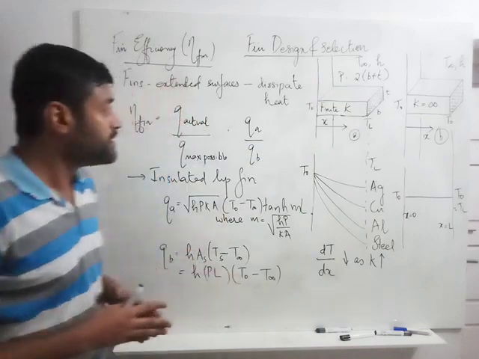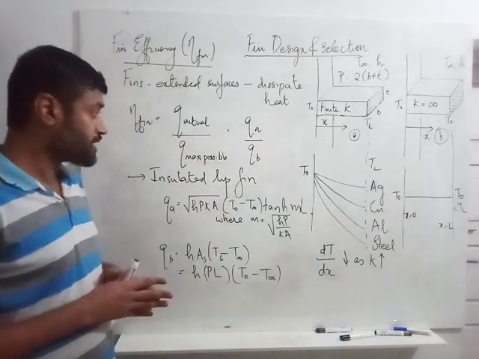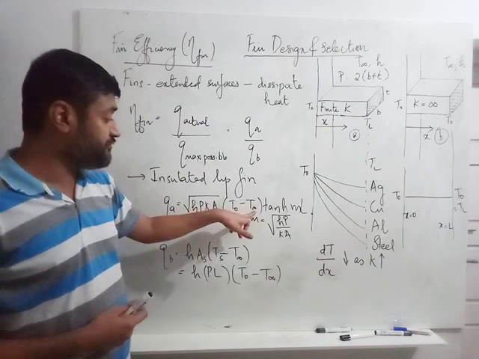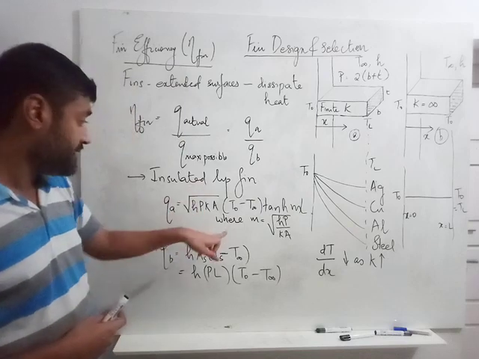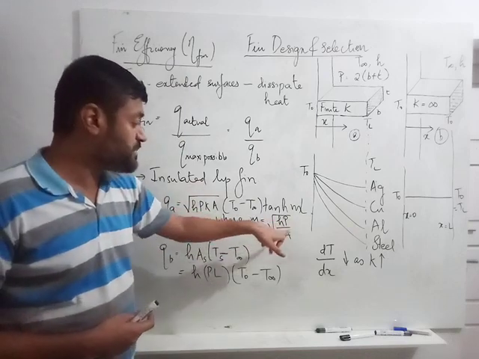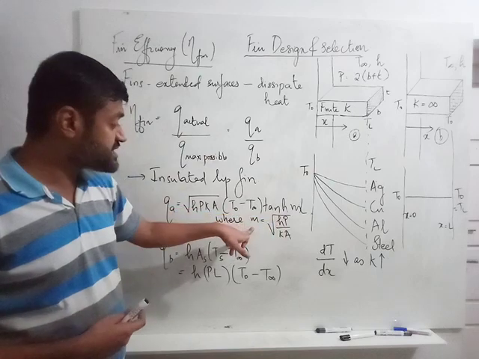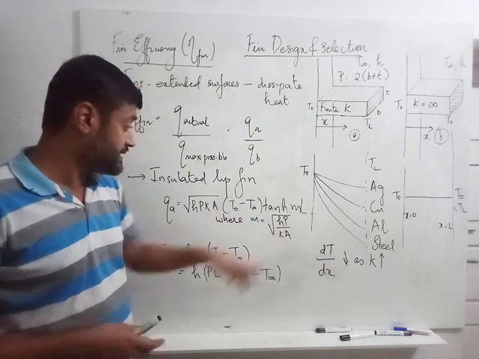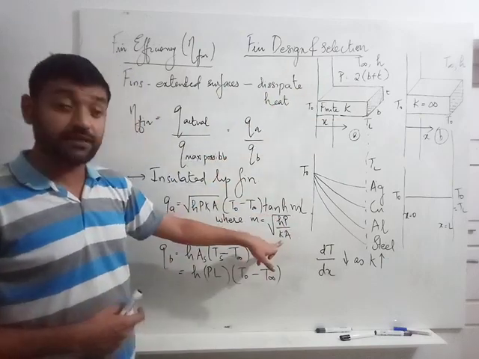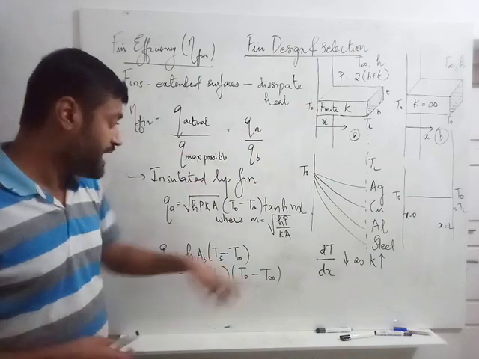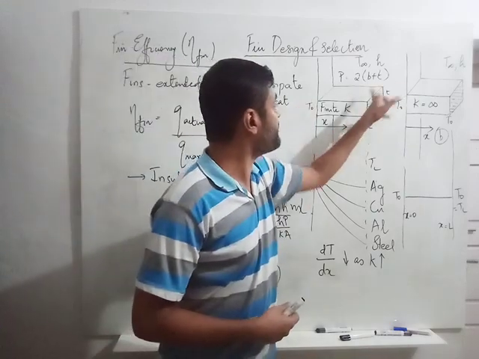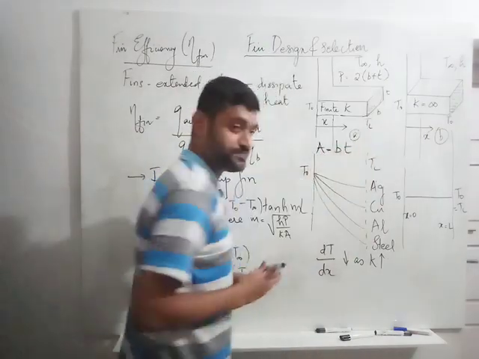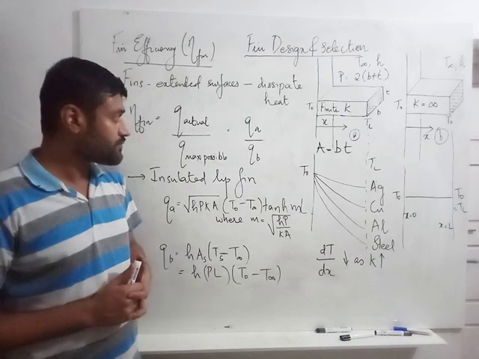Now for an insulated tip fin, I know that QA is equal to square root of HPKA times (T0 minus T infinity) times tanh(ML), where M is equal to square root of HP by KA. I just repeat, M is equal to square root of HP by KA. Now H is the convective heat transfer coefficient, P is the perimeter of the fin, K is the thermal conductivity of the material of the fin, and A is the area of cross section, that is the area which I have shaded here, or in other words, A is equal to B into T, the breadth into height of the fin.